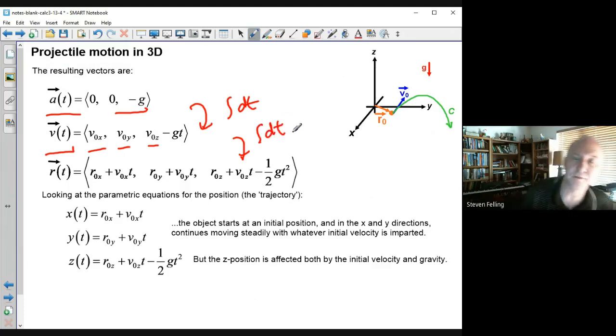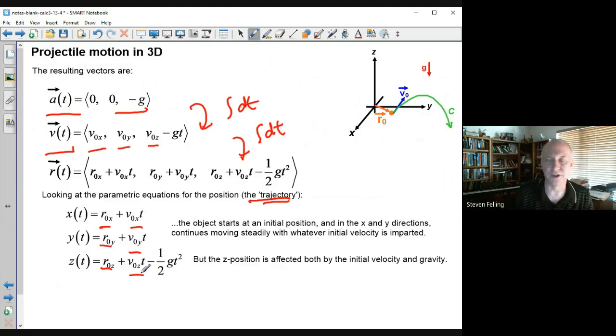And then at the end, the typical trajectory, which is the path, the space curve that the object takes through space. It has its initial position, plus however long it's been traveling times its initial velocity. Nothing can change that. The initial velocity is imparted and is there throughout the problem. But then there's this extra term out here that came from the gravity operating on it.